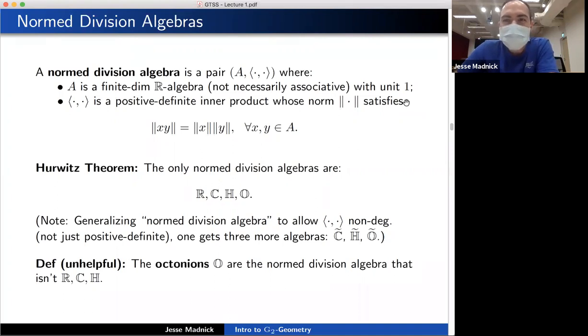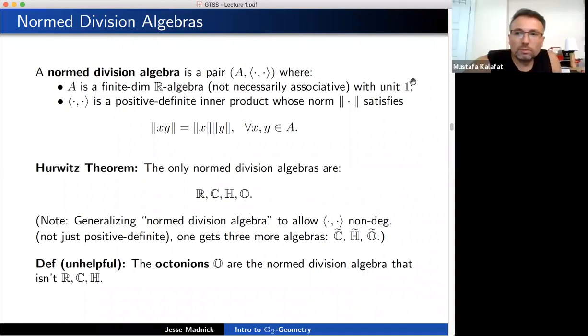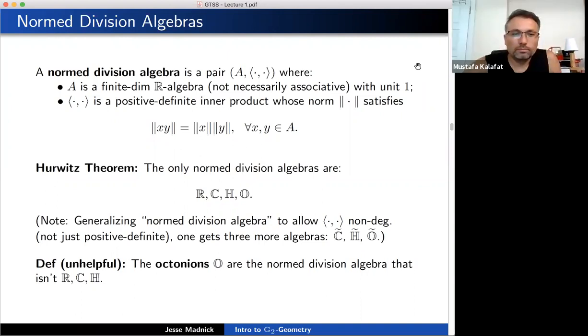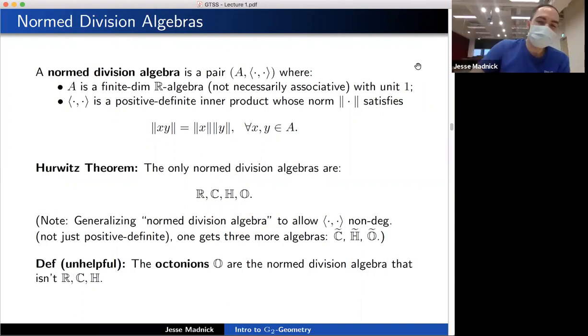Okay, can everyone see everything? I'm getting some weird notification. Everything's fine, right? Yeah, fine. Great. Okay, Zoom just gave me some weird notification. Oh, okay. So, no problem, Peter. Okay, it's fine. Thanks. Okay, so yeah, so this is an unhelpful definition of the octonians.